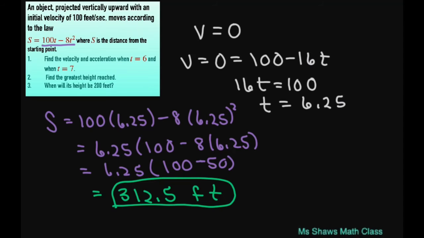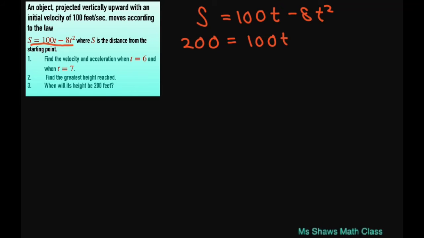All right, and the last part, when will its height be 200 feet? So let's look at that. We're going to use this: 100t minus 8t squared. Let me write this bigger. So basically we're going to set our s to 200. So 200 equals 100t minus 8t squared.